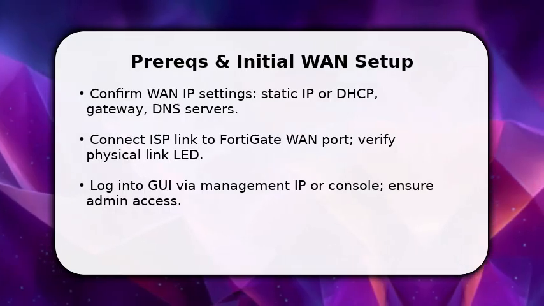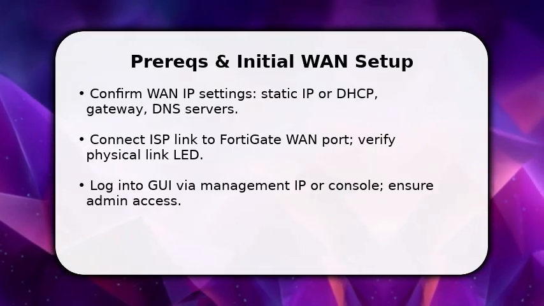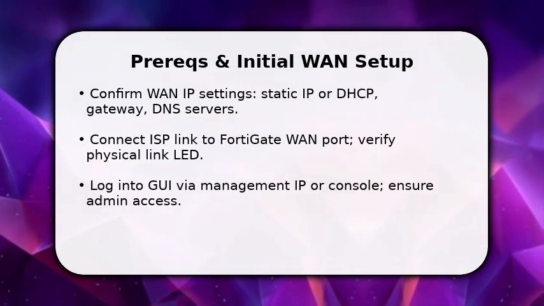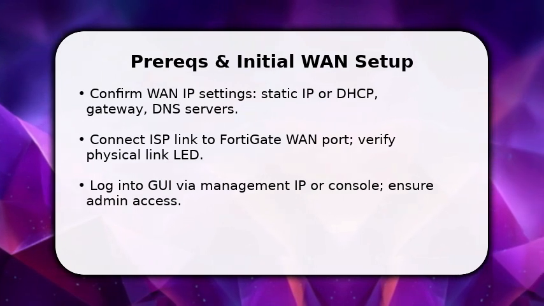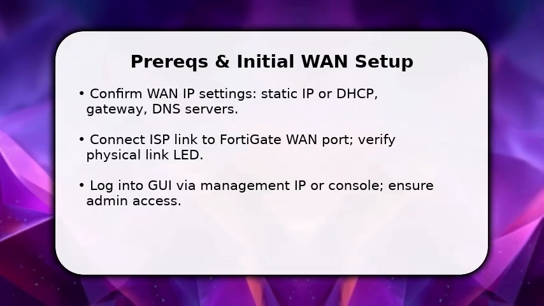Then log into the FortiGate GUI or use the console if the GUI is unreachable. Once done, set the WAN interface IP and gateway. This gives the firewall a path to the internet and establishes the foundational routing you will use.